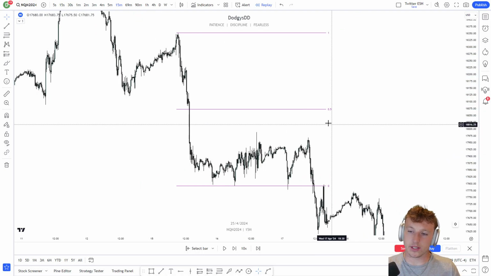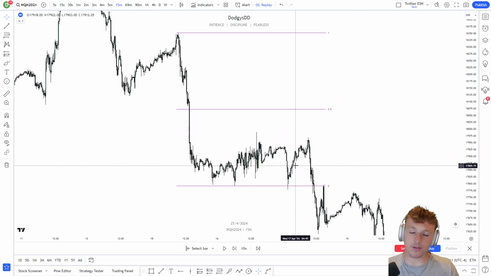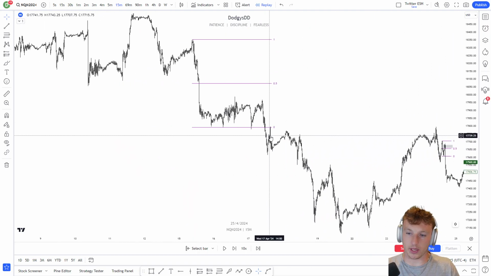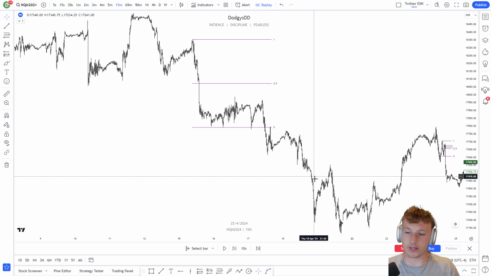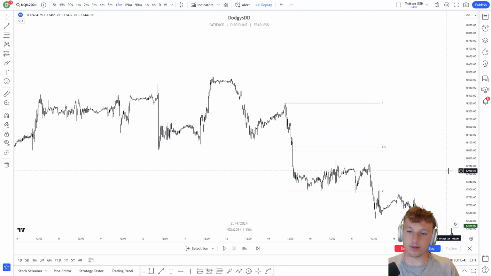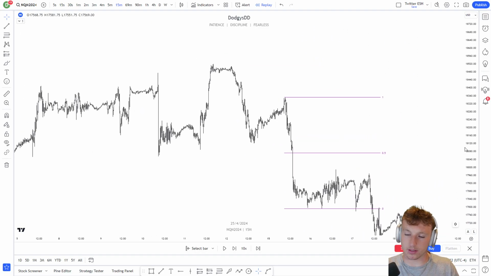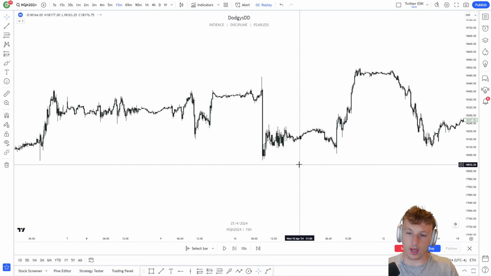And if you ever don't see us retrace to the premium after going down, that means the market's really, really weak, and you can see how much we dump after. So if you ever see us not retrace to a discount or premium, that means the market's really strong or weak. Okay.